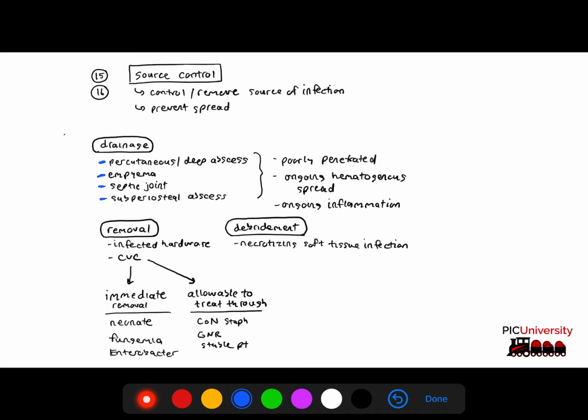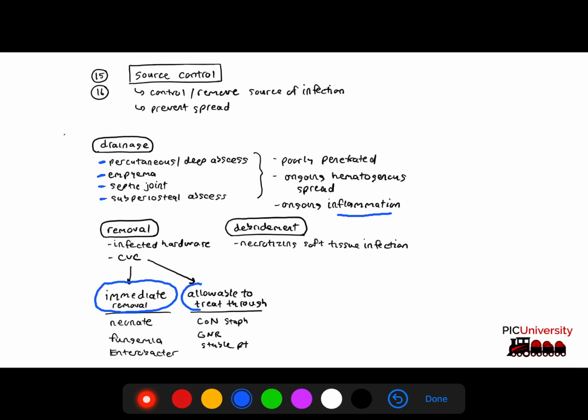And the reason you need drainage in these situations is that these areas are poorly penetrated by antibiotic coverage. They can cause ongoing hematogenous spread in the bloodstream, as well as ongoing inflammation. And so removal or debridement is important in these situations, particularly in neonates who have an associated fungal infection or an Enterobacter infection.